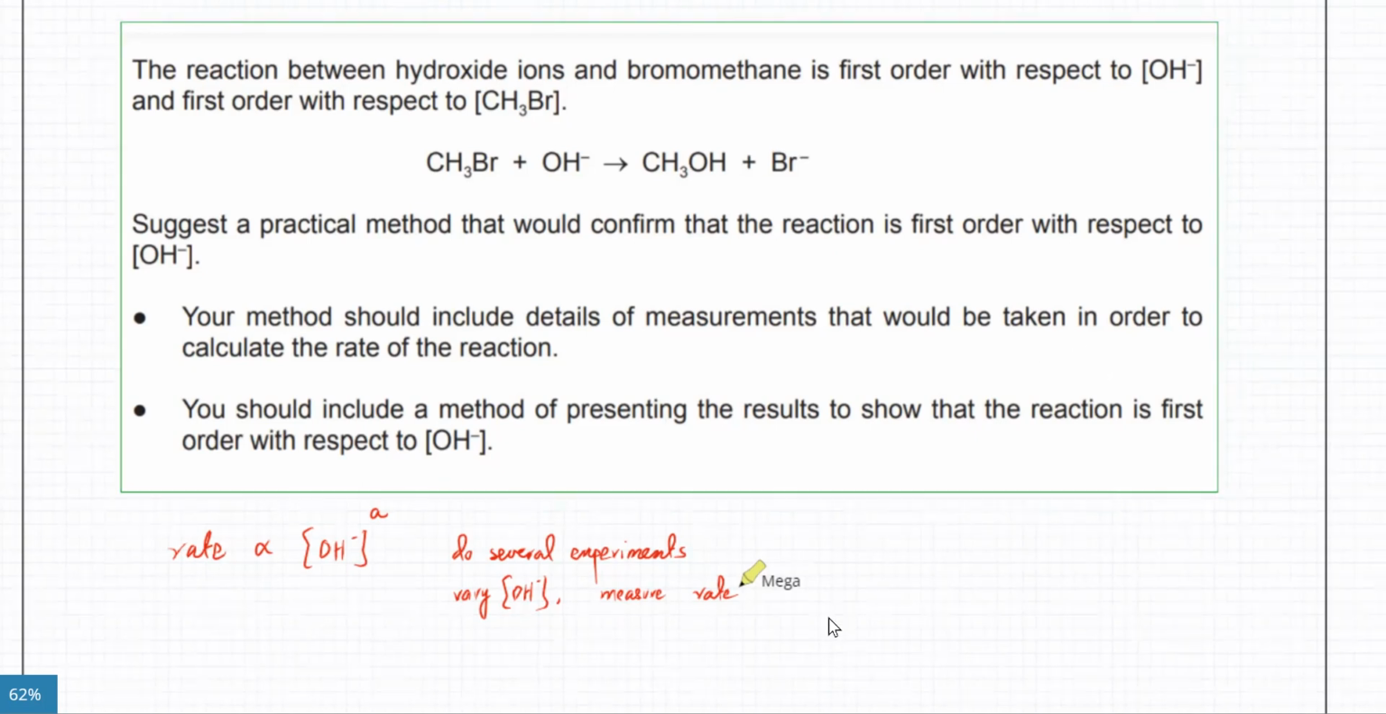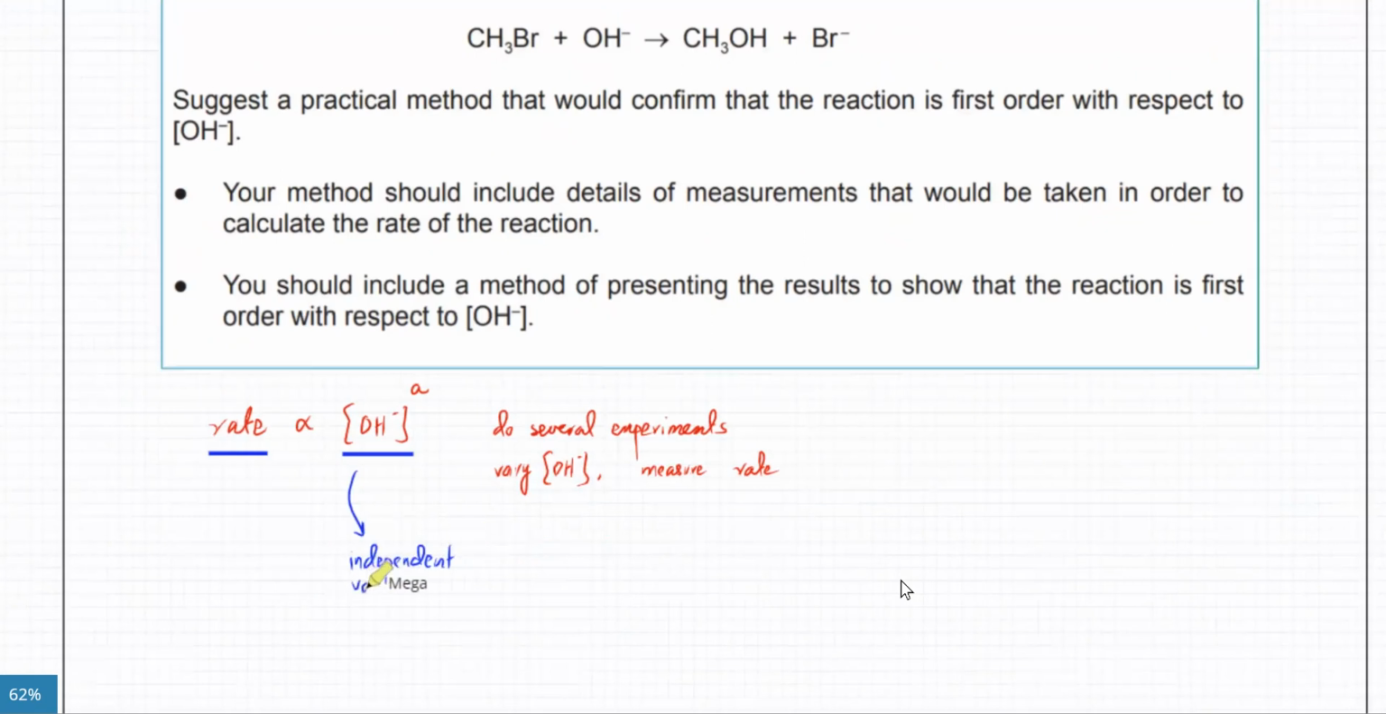You have to be very specific with the details. How are you going to do it? All other variables need to be constant. The only thing you're trying to change, your independent variable, is the OH ion concentration, and when you change OH ion, the rate of the reaction changes. So that's your dependent variable. Hopefully you're familiar with this: the independent variable is the one that you're controlling in the experiment, and the rate of the reaction changes accordingly as soon as you change the concentration of OH. That's your dependent variable.